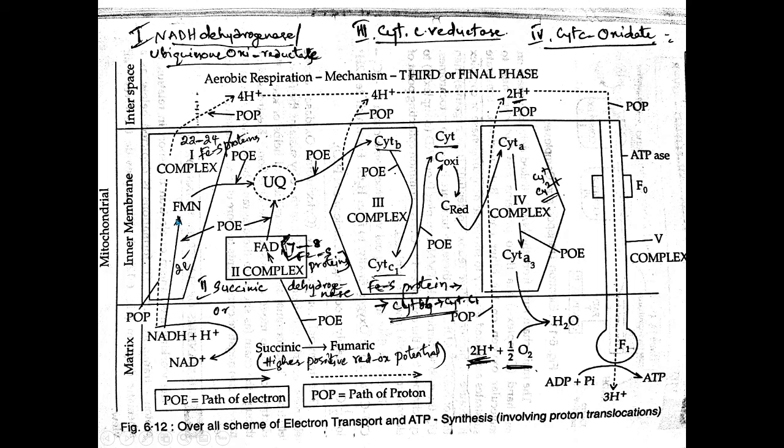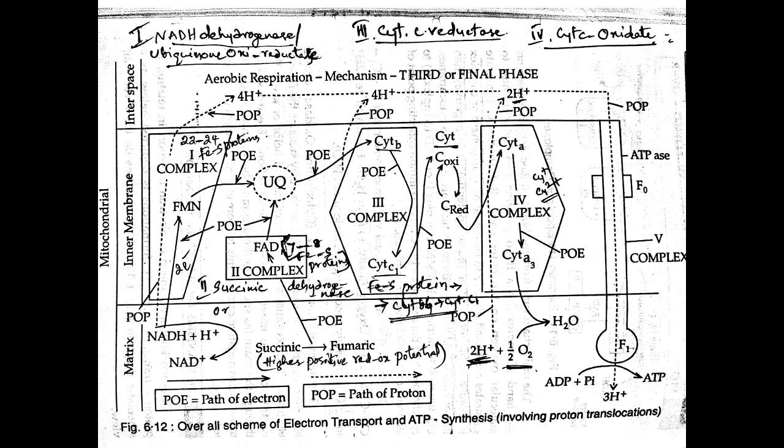In the first step, two electrons are transferred from NADH to ubiquinone. Here the coenzyme FMN acts as a carrier. These two electrons first reach FMN. From there, iron sulfur proteins translocate these two electrons to ubiquinone.